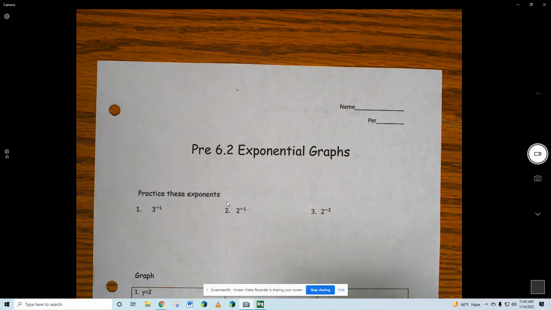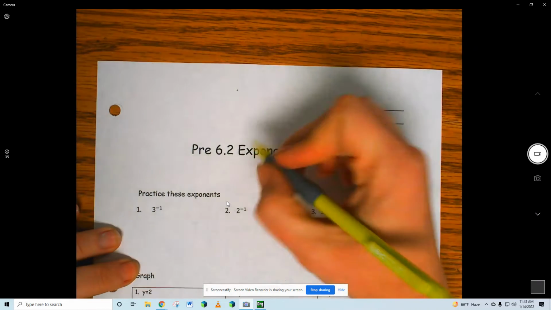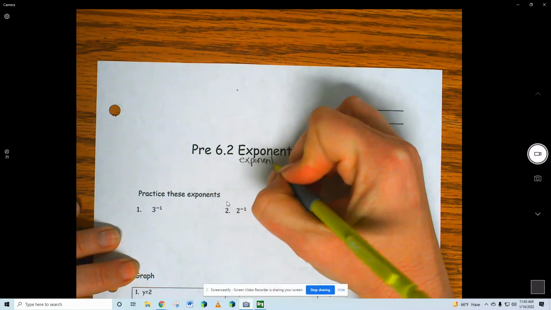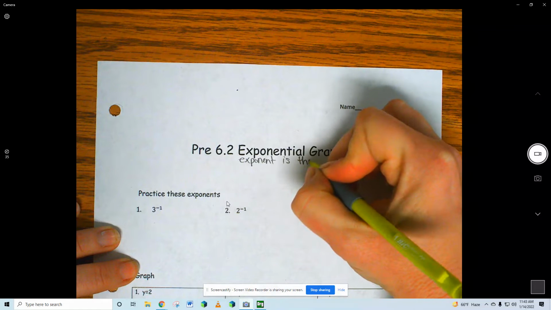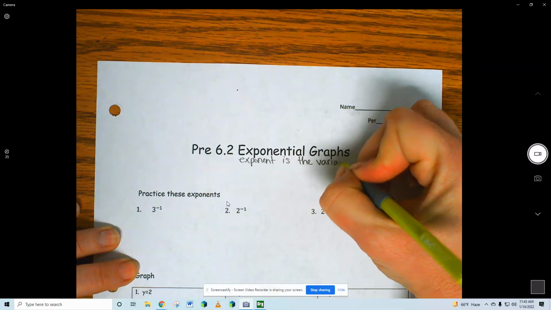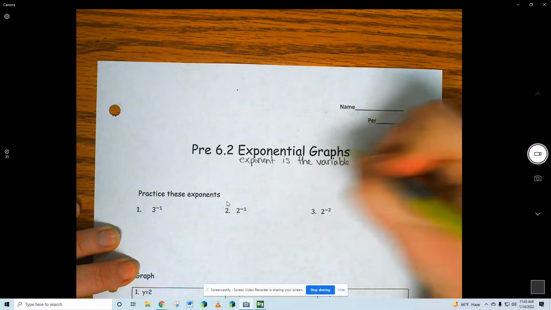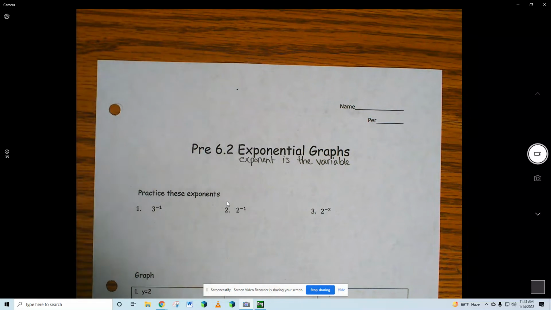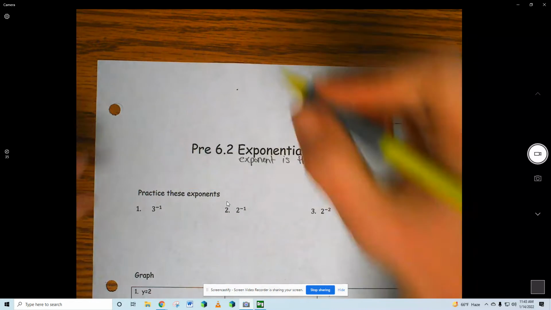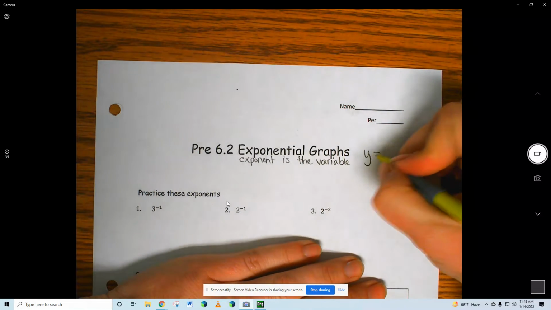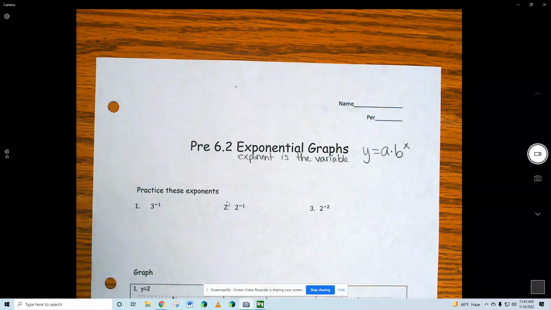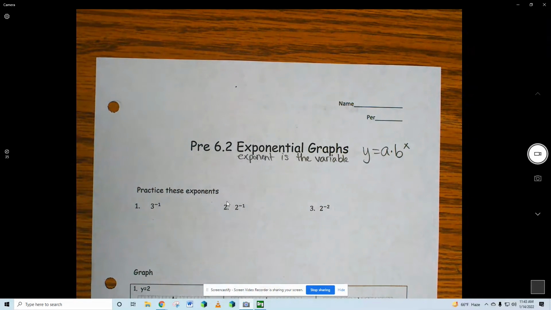So an exponential means that the exponent is the variable. Okay, so it's in this format: Y equals A times B to the X. Now these are going to be numbers. The exponent is a variable, and that's what I plug numbers in for.